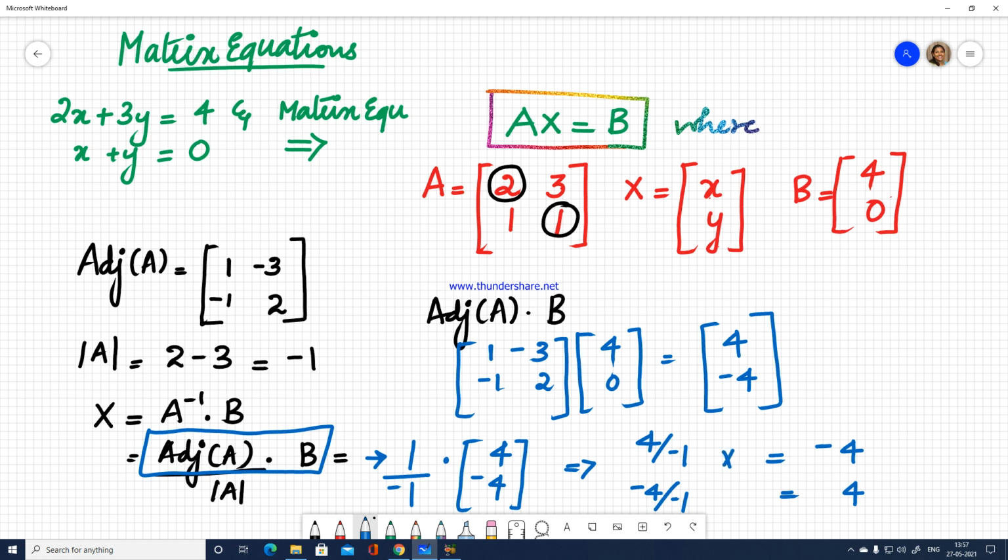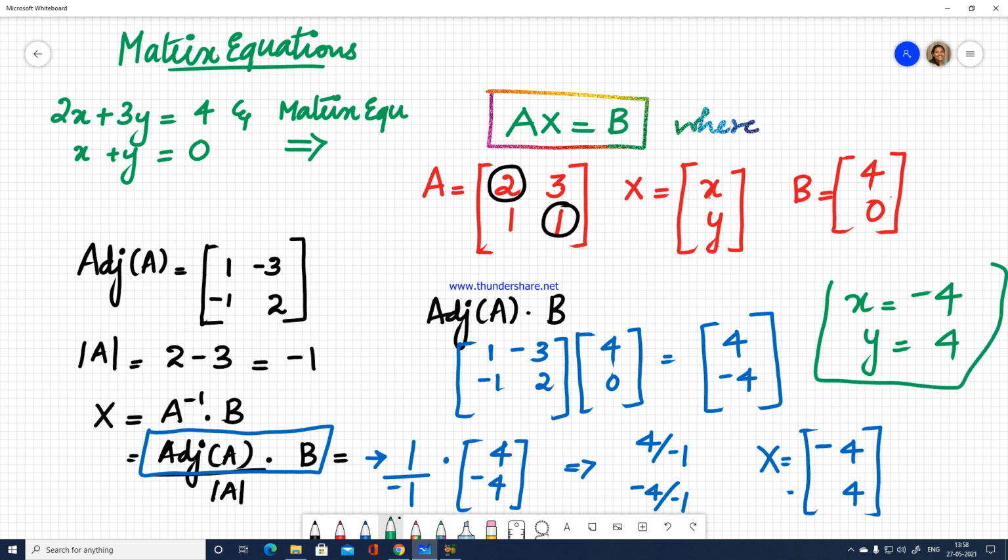So we got X equal to minus 4 and plus 4. That means x is equal to minus 4 and y is equal to 4. Let's see whether the equation is right or wrong. Minus 4 plus 4 is equal to 0. So the equation is solved and we got the values of x and y.